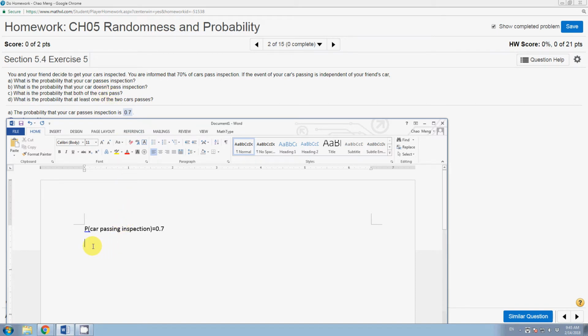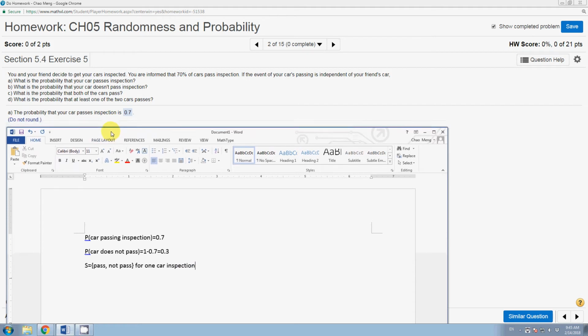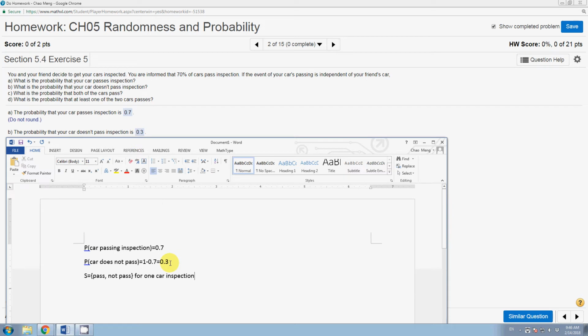We know that for car inspection, there are only two possible outcomes. Either your car passes inspection or your car does not pass inspection. So if the probability that your car passes the inspection is 70%, then the probability that the car does not pass the inspection is 1 minus 70%, which is 30%. Okay? Because there are only two possibilities. So the sample space has two outcomes, pass and not pass. Okay? So that's for one car inspection. So the second question, the probability that your car does not pass inspection, is going to be 30%.